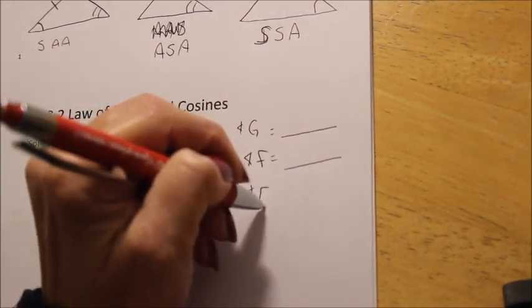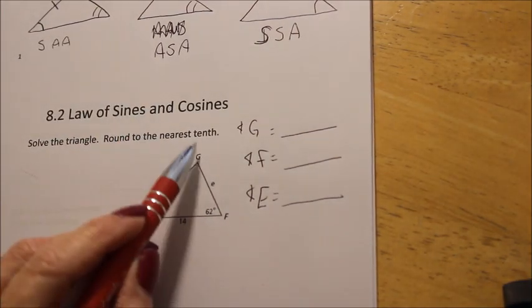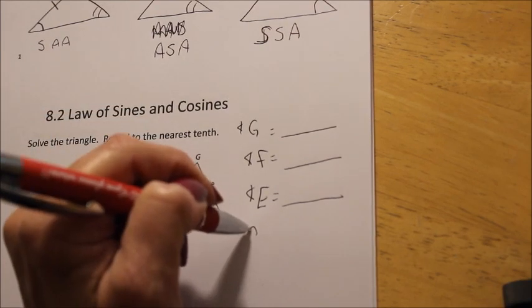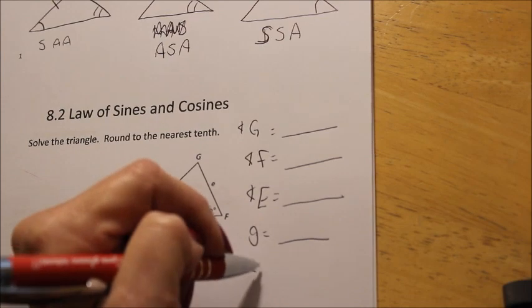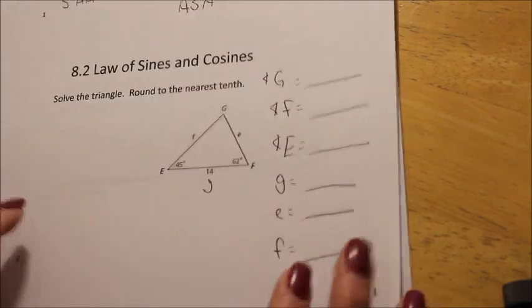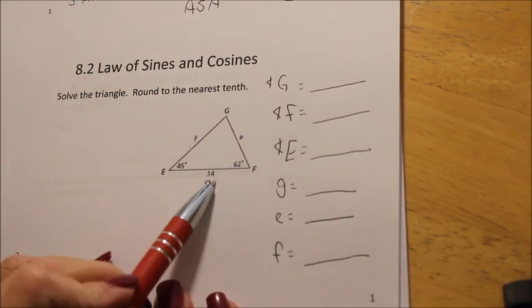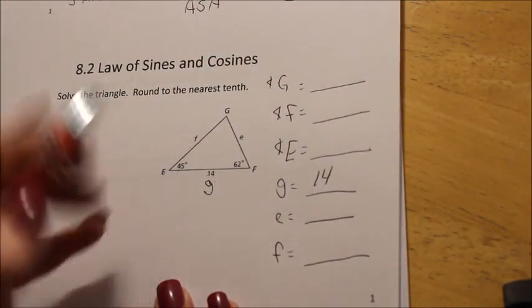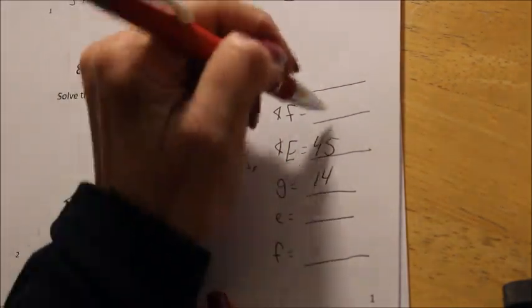And then we take a look at the sides. There's little g, right? Because remember, big G's here, so this would have to be little g. There's little e, little f. And we're going to fill in what we know, right? So we know little g is 14. We know angle E is 45. And we know angle F is 62.